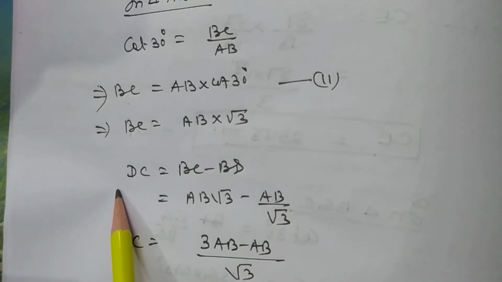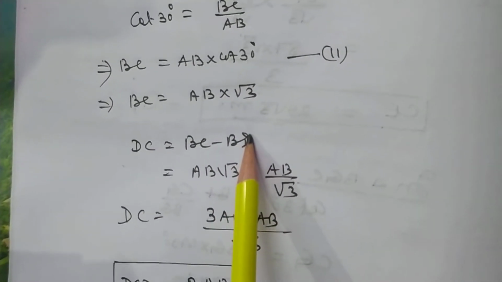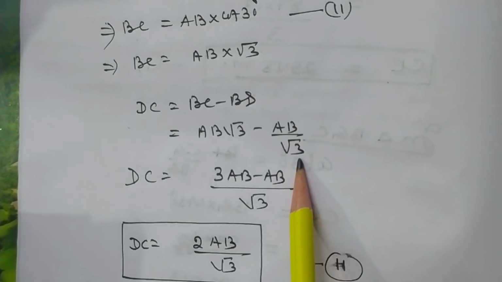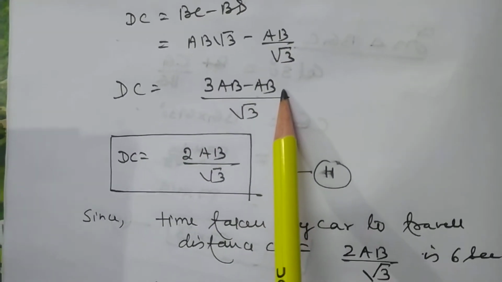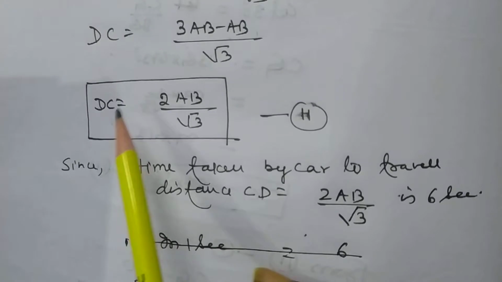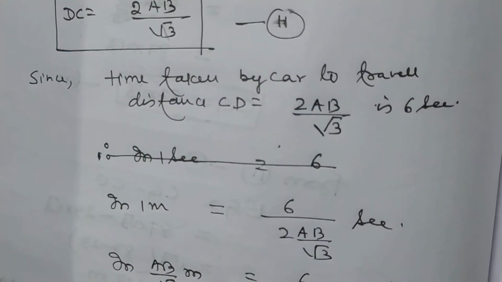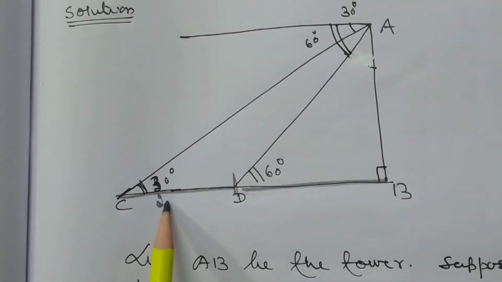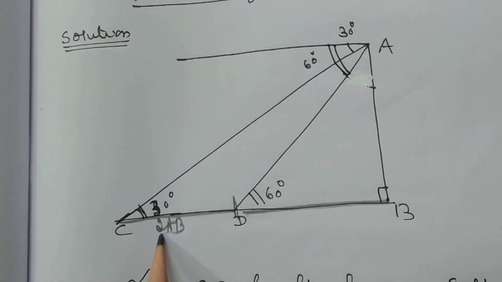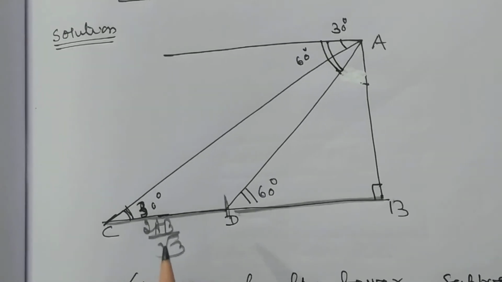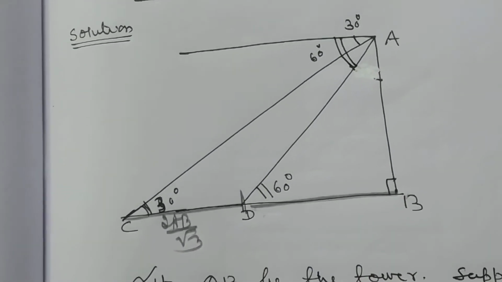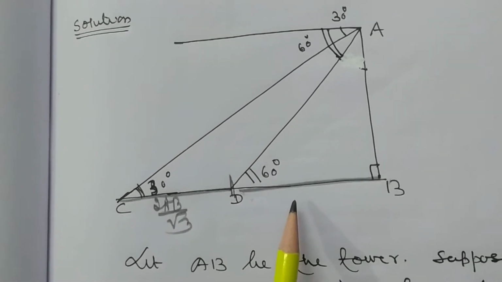Now DC is equal to BC minus BD. AB root 3 minus AB by root 3. So DC is equal to (3AB minus AB) by root 3. So DC is equal to twice AB by root 3, my dear student. This DC is equal to twice AB by root 3. And this BD is equal to AB by root 3.